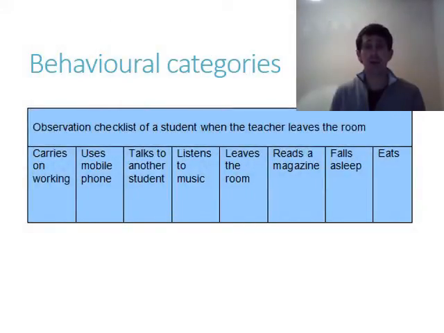So here's a little look at two different types of behavioural categories. We're looking at this first one, an observation checklist of a student when the teacher leaves a room. As soon as I leave a room, I've got what pupils will usually do. Carries on working. Okay, not going to be very many of you. Uses a mobile phone. Yep, that's going to be the vast majority. There'll be a lot of ticks there.